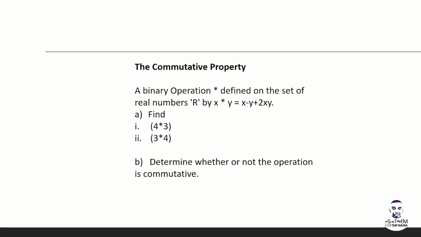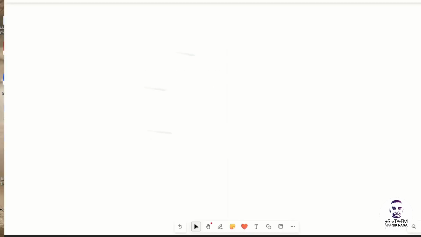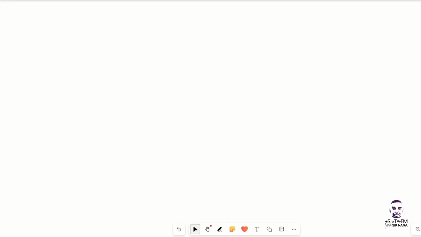So the question says that a binary operation star is defined on the set of real numbers R by x operation y is equal to x minus y plus 2xy. Now, A, we are to find 4 operation 3, and then we are to find 3 operation 4. Then after finding these two, B, we are to determine whether or not the operation is commutative. So now let's consider a solution for this question.